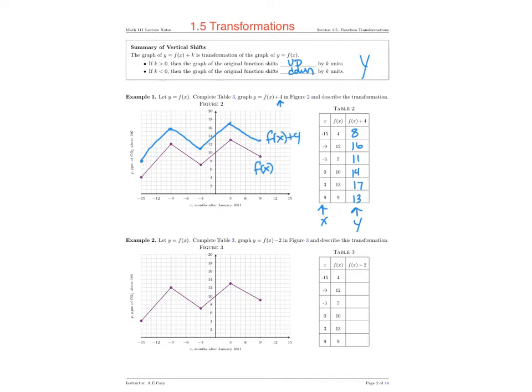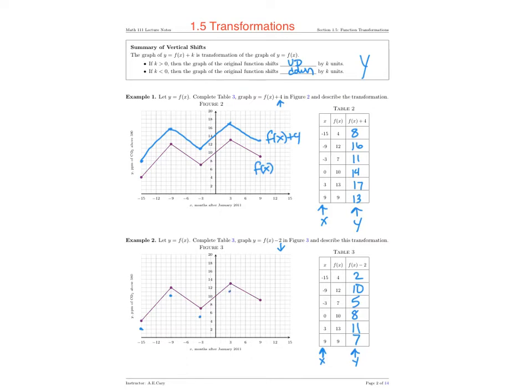For example number 2, now we have f of x minus 2, which means we are going downward. We're subtracting 2 from all of our y values. So in the table, that's going to be 2, 10, 5, 8, 11, and 7. So again, we're going to be using these as our x values, and these are going to be our brand new y values. So you can plot all these points, or you can take a look at the graph and just count down by 2 for each of these.